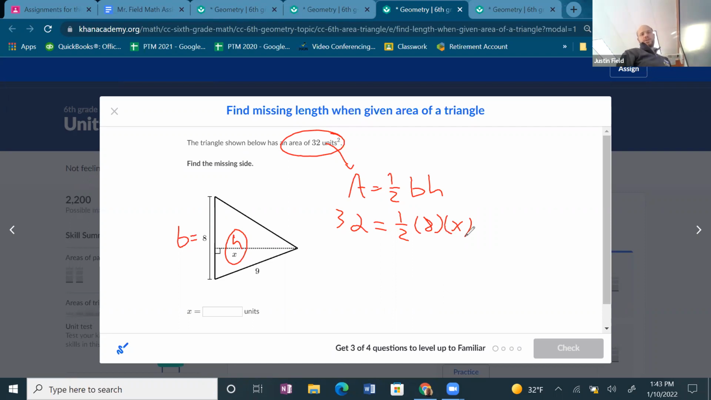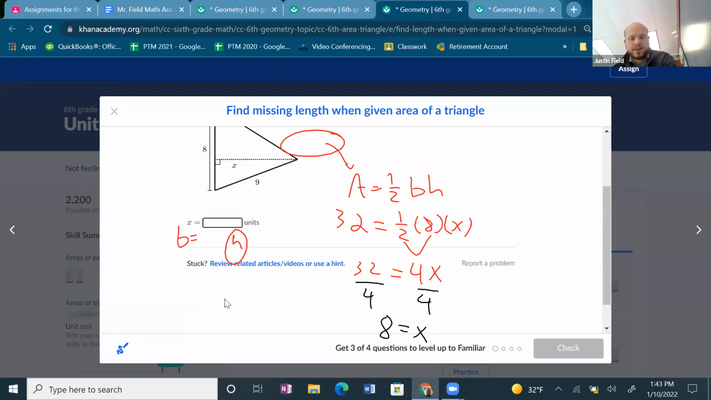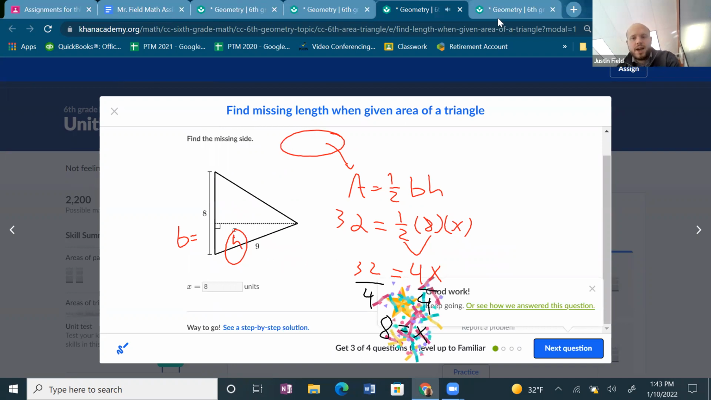All right, so now we're just going to solve. We're going to multiply 1/2 times 8, which is 4. Get 32 equals 4x. Now divide. What's 32 divided by 4? Is that 8? So x, our height, would be 8. All right, last one.